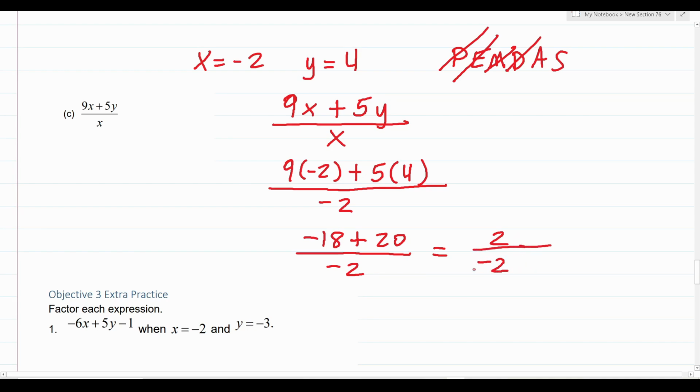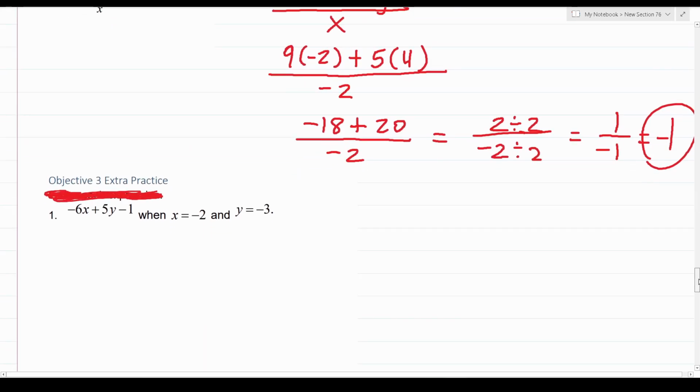Let's go ahead and reduce this fraction. Again, we can divide our numerator and denominator by a common factor of 2. 2 divided by 2 is 1. -2 divided by +2 is -1. 1 over -1 is -1. So the answer to this one is -1. All right, so that's that one.